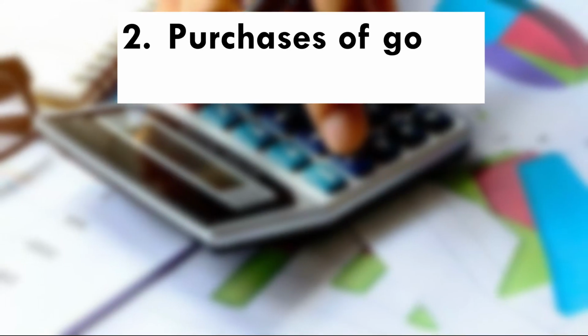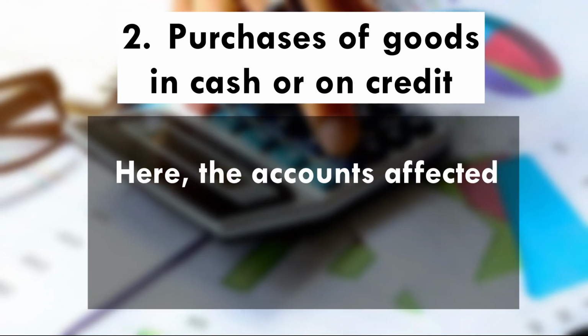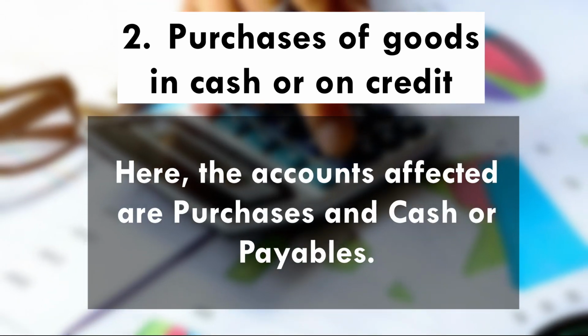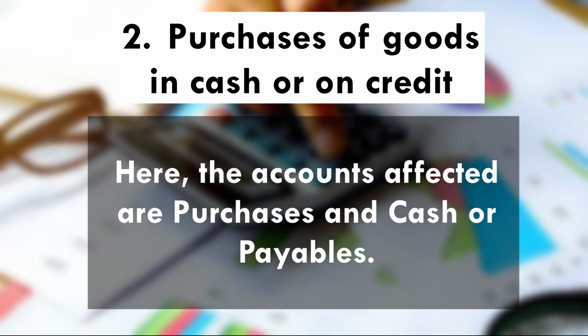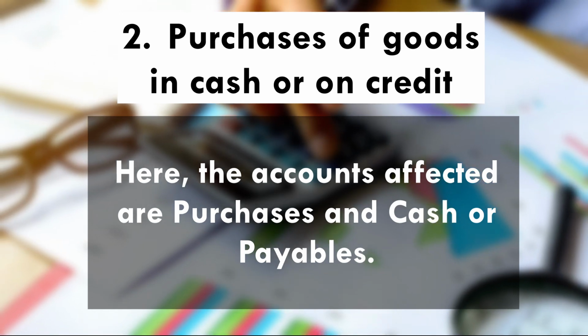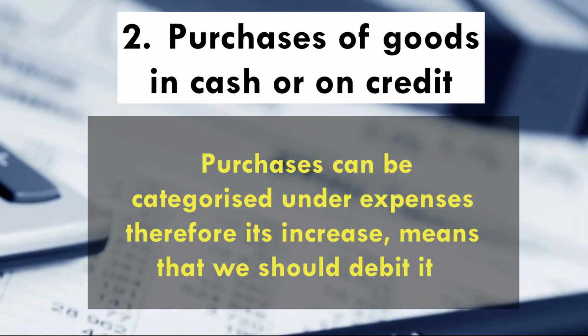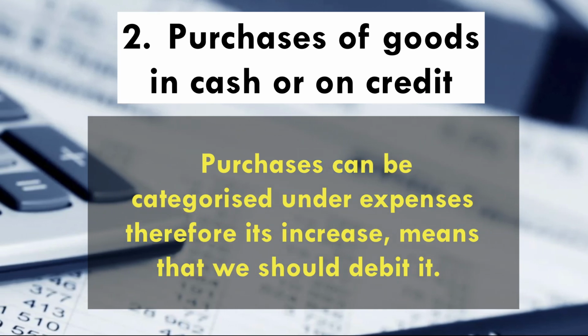The second transaction is purchase of goods in cash or on credit. Here, the accounts affected are purchases and cash or payable, depending on whether, again, we are purchasing goods in cash or we are purchasing on credit. Purchases can be categorized under expenses. Therefore, its increase means that we need to debit it.